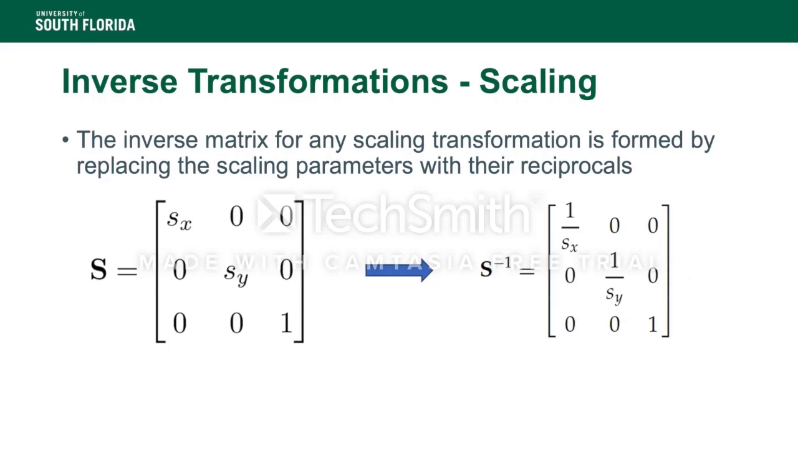And finally, for the inverse transformation for scaling, we're going to generate this matrix by replacing the scaling parameters with their reciprocals. So we replace sx by 1 over sx and sy by 1 over sy. This is the inverse transformation for scaling.